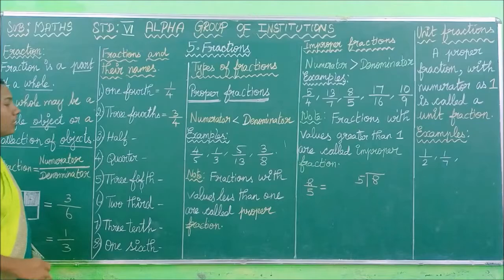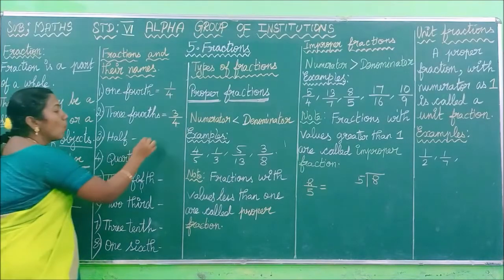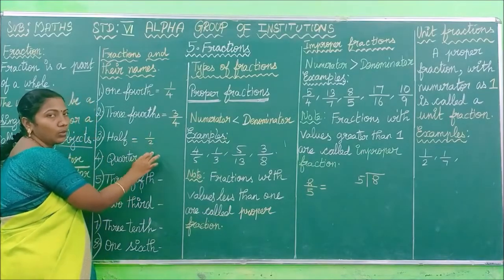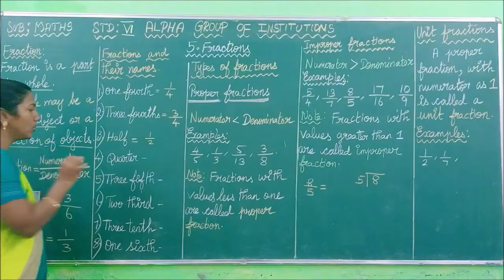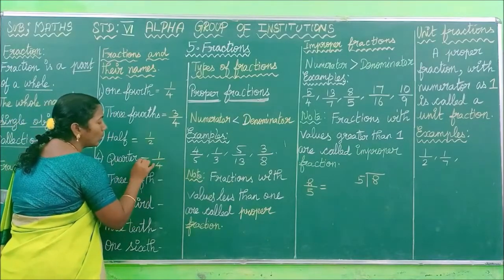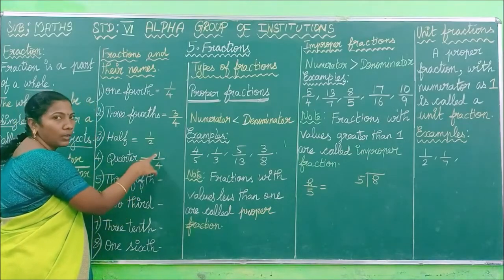Do you understand children? Half, or otherwise 1/2. It means 1 by 2. What is the half? 1 by 2. Similarly quarter. Quarter means 1 by 4. What is the quarter? 1 by 4. Among the 4 parts, one part is selected.